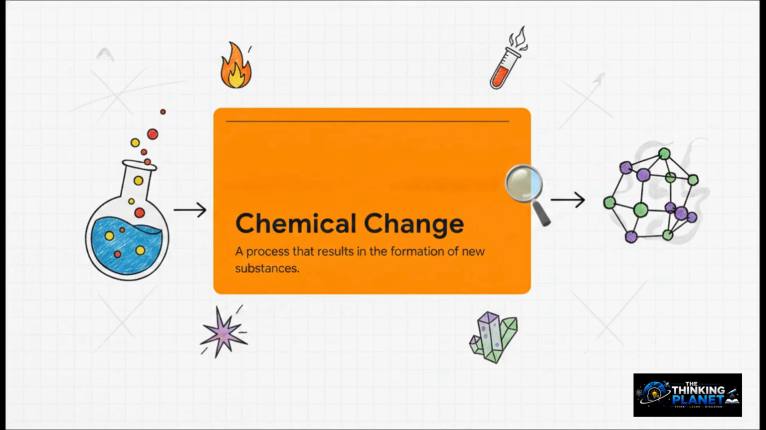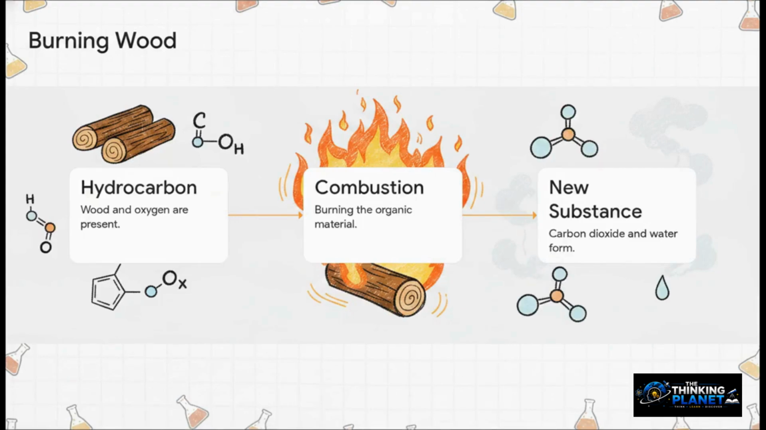We aren't just altering the shape, the size, or the state of matter anymore. Instead, we are taking raw materials and totally transforming them into entirely new materials that have entirely different chemical properties. Let's walk through how this works step by step using an advanced real-world example: burning wood.